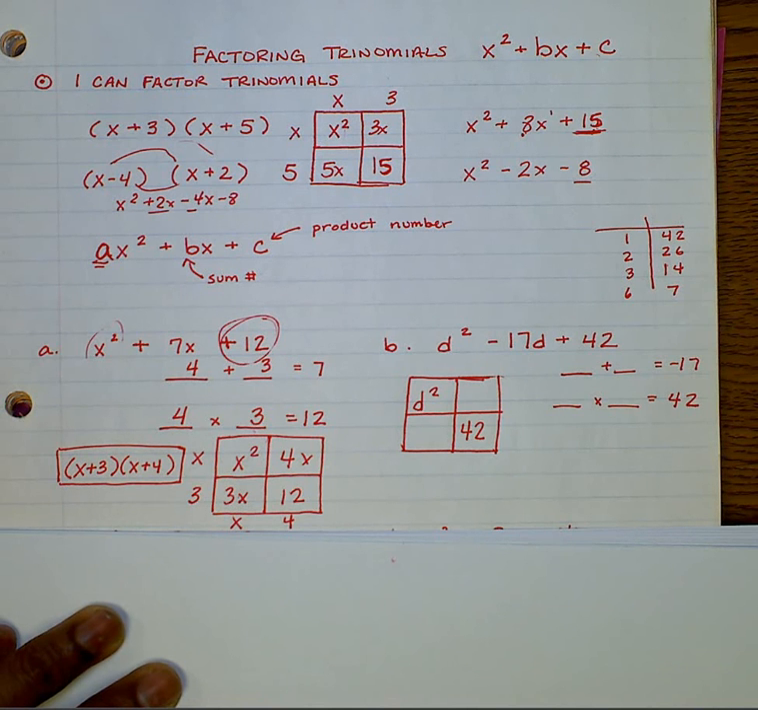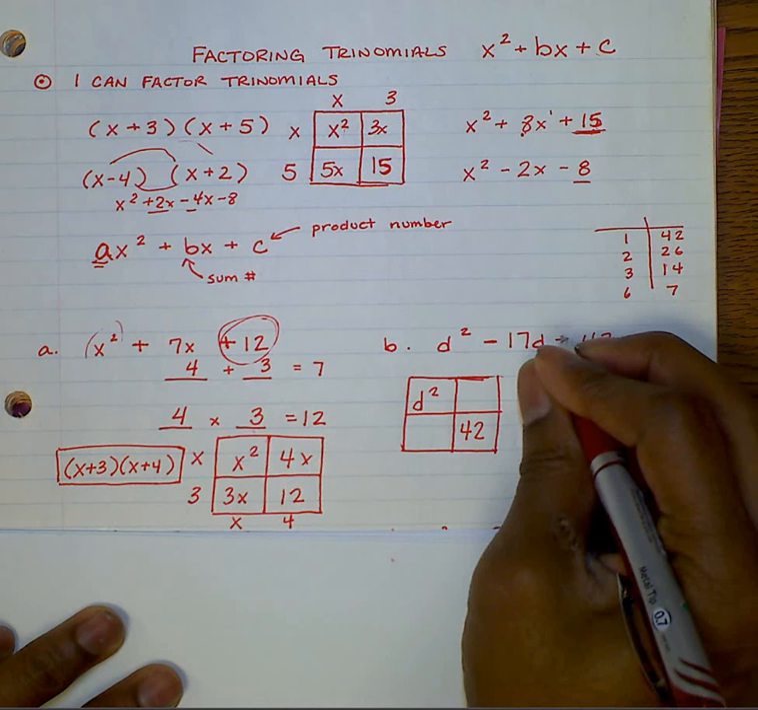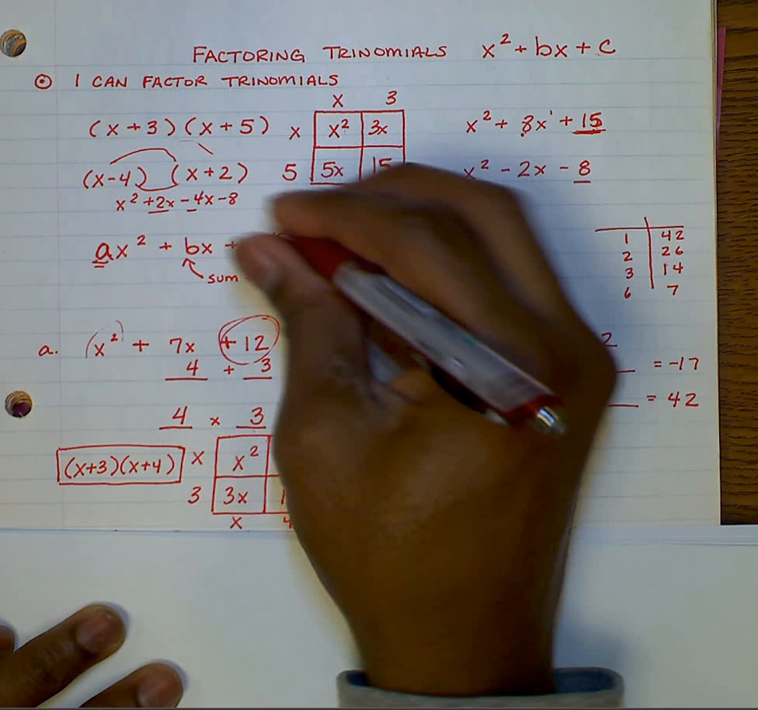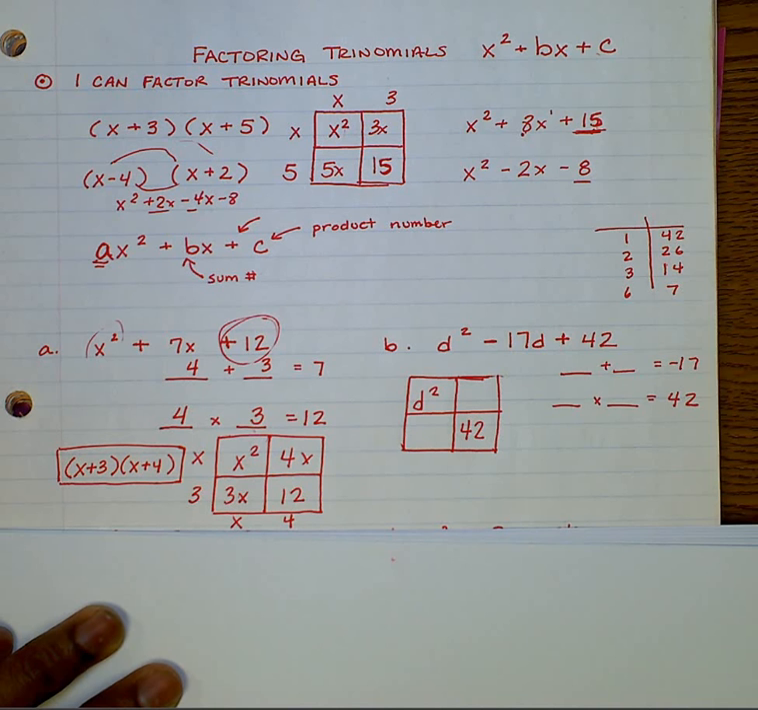All right. And this is a good time to talk about the signs. Notice the signs in front of these numbers. They also tell us something. Okay? This sign here is the sign in front of the product number. Okay? That means we're multiplying.